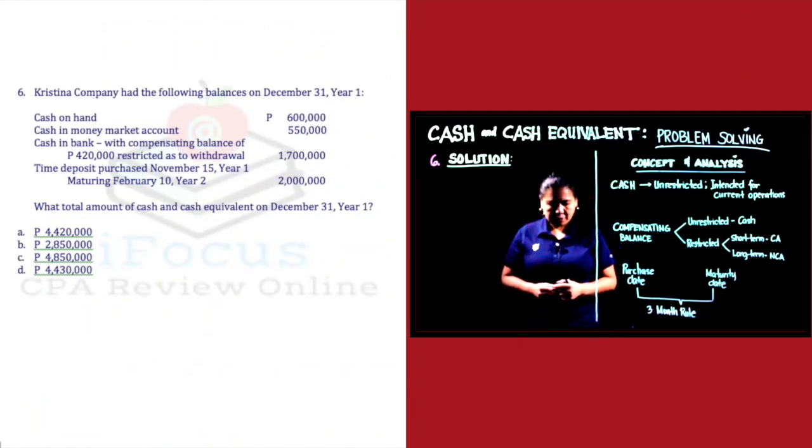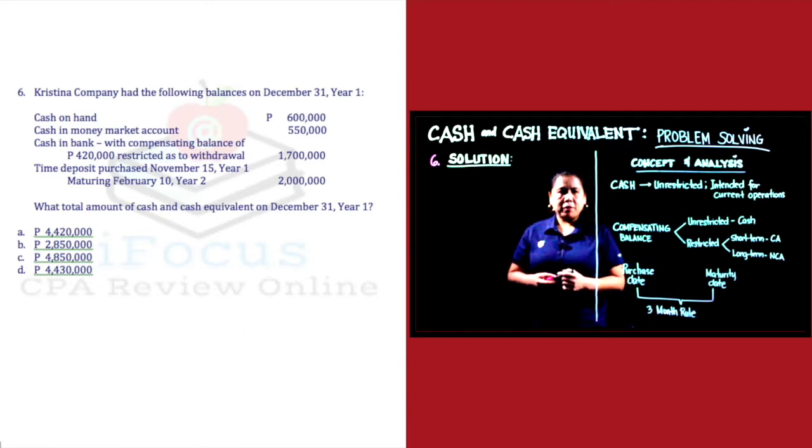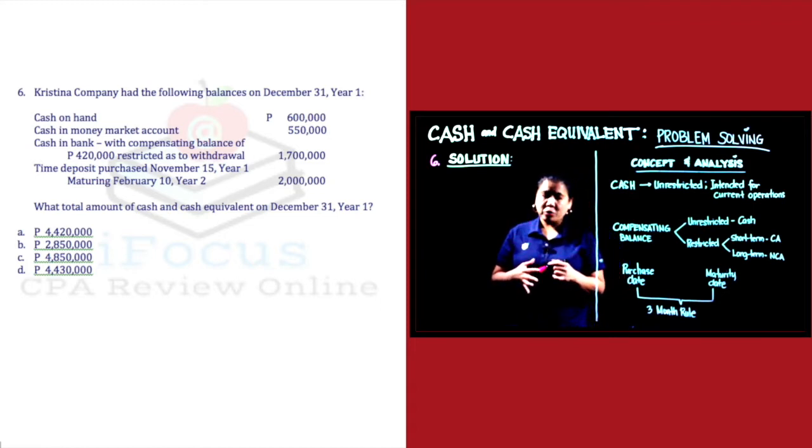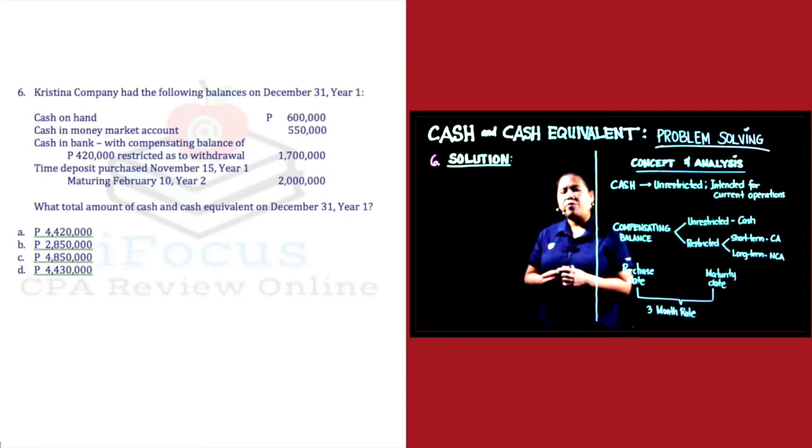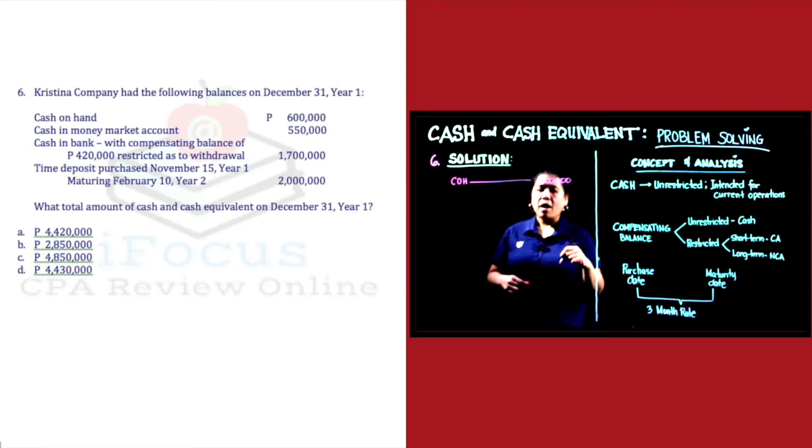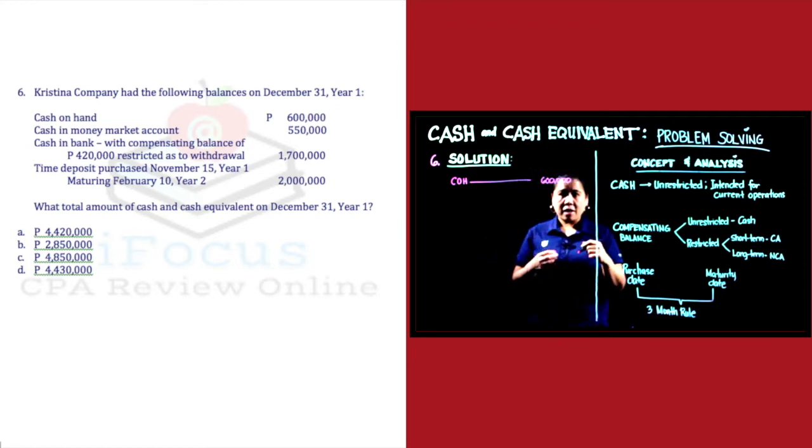Alright, question number 6. So the requirement is what total amount of cash and cash equivalent on December 31st, year 1. So ang tanong dito ay both cash and cash equivalent, okay? Christina Company had the following balances on December 31st, year 1. Cash on hand of 600,000, kasama yan sa ating cash and cash equivalent. Alright? Another item is cash in money market account. That's a cash equivalent. So, kasama yan sa ating amount.